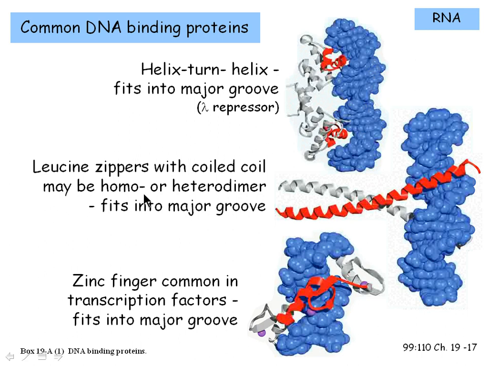Leucine zippers, you may remember back from when we were talking about protein structure. They're an example of a coiled coil. Leucine zippers may be either two of a kind or two of different ones that contribute to more complexity. And they act like kind of a pincher also, grabbing onto the major groove. Again, you can see the major groove. And we also talked about zinc fingers when we talked about protein stability. They're very common in transcription factors. And here's an example of one zinc finger fitting into the major groove again. So there's kind of a theme there.